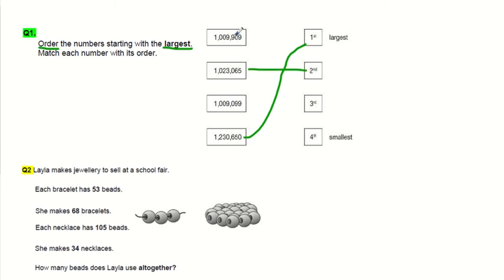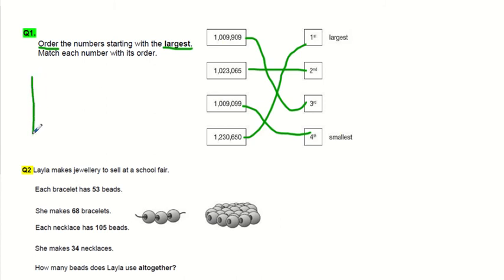Okay, and now I'm going to look in the thousands column. So this one's got 9,000, 3,000, 9,000. So if they've both got 9,000, I need to check the hundreds next. 900, no hundreds. So this one must be the third largest. And then this one must be the smallest. Okay, hopefully you've been able to match those up accurately.